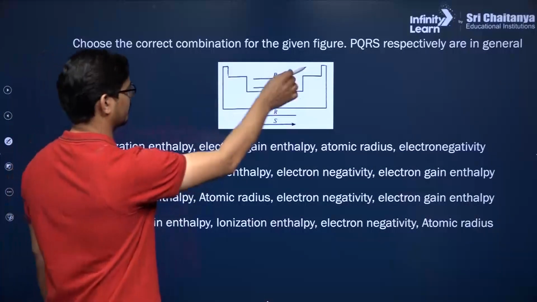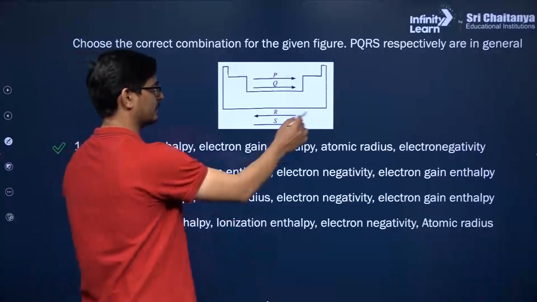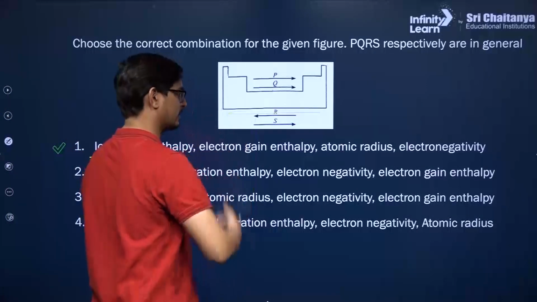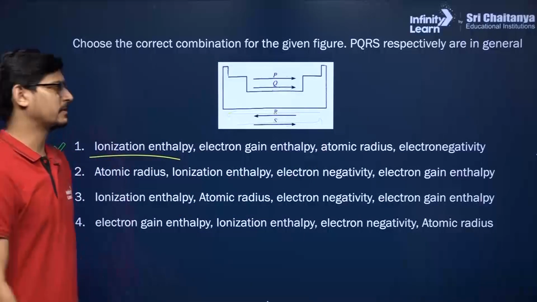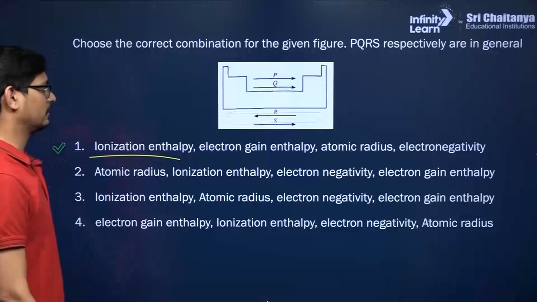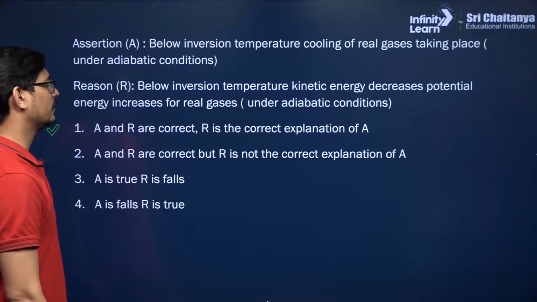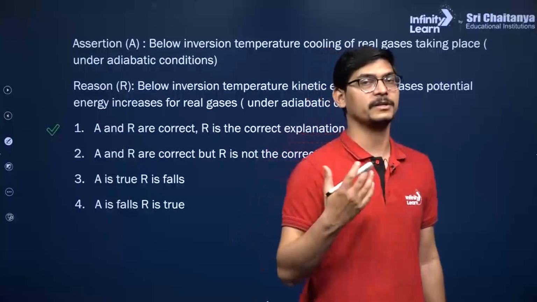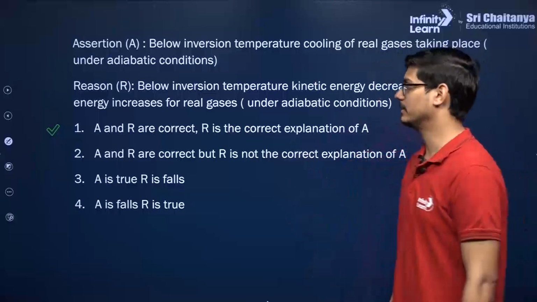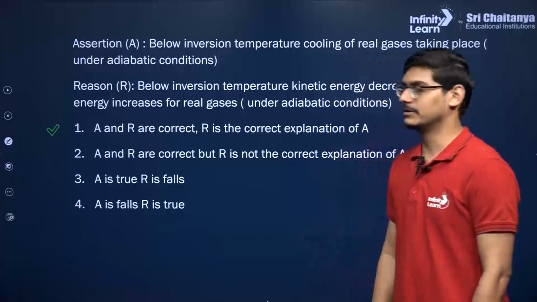Yes, ionization enthalpy increases from left to right, electron gain enthalpy also increases, atomic radius increases in the reverse direction, and electronegativity also increases as we move from left to right in the periodic table. Below inversion temperature, cooling of the real gases occurs. Yes, below inversion temperature, gases are cooled when they expand, and above inversion temperature, they heat up, right? So below inversion temperature, kinetic energy decreases, potential energy increases for real gases.